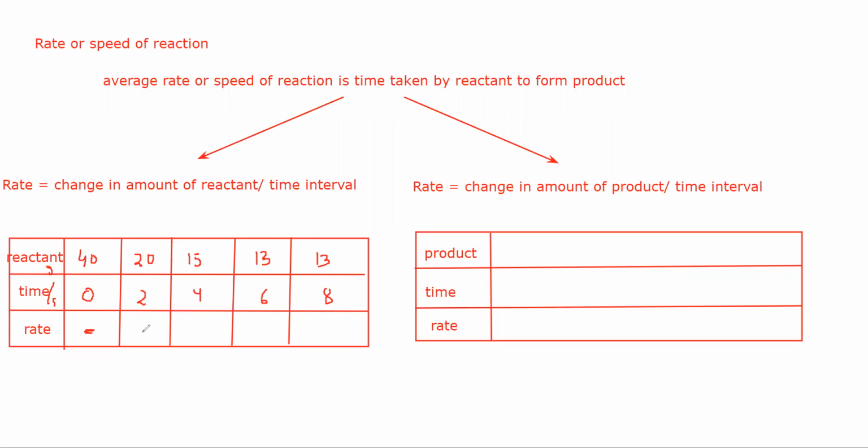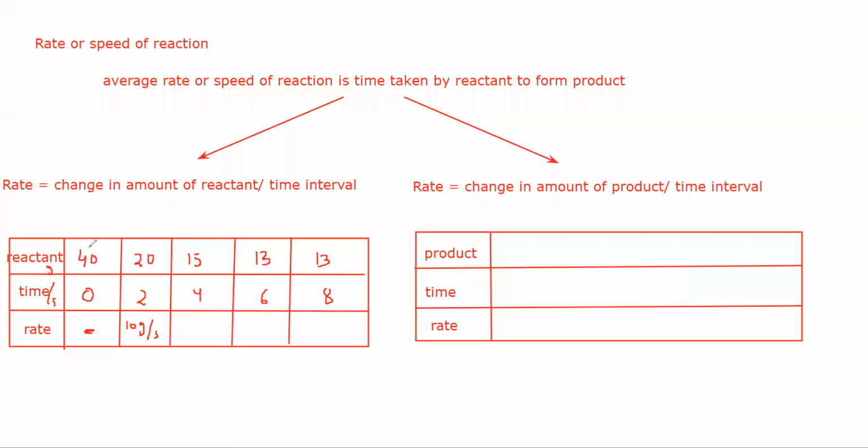So what will be the rate here? Initially you have 40 grams of reactant, then you have 20 grams. So how much is the change in the amount of reactant? That change is 40 minus 20, which is equal to 20. And 20 divided by 2. So what will I get? I will get 10 gram per second.